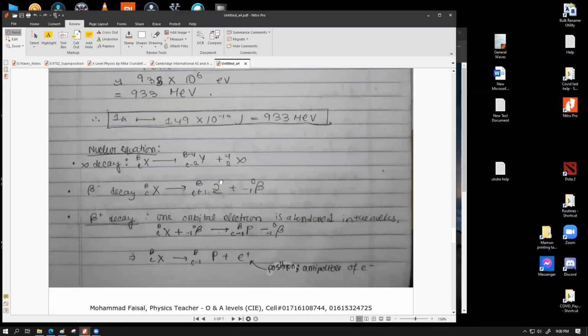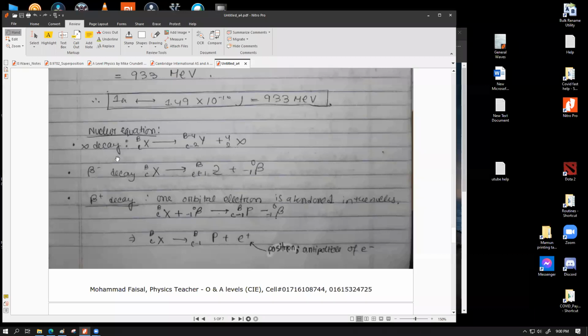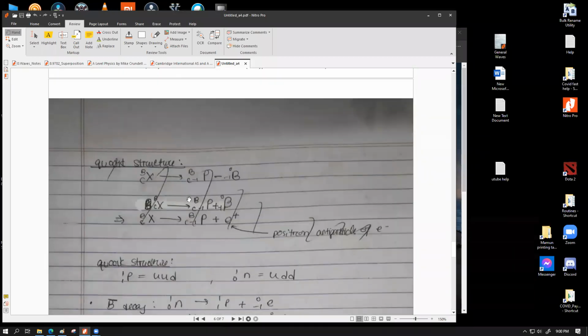Sure. So if we have a look at some nuclear equations, we know alpha decay. Alpha decay is just alpha decay. Beta minus decay is beta minus decay. Beta plus decay is beta plus decay. You know these things. In beta plus decay, our output is a positron. That is the antiparticle of the electron. We study these in AS level in detail, so you might as well remember them.